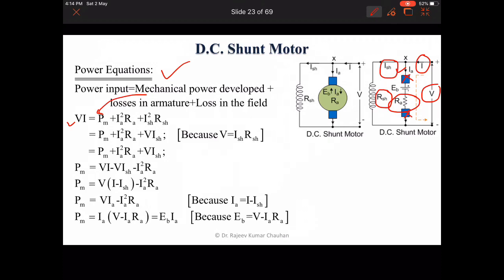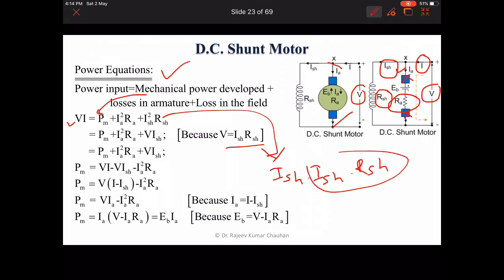We can write down from here that V is equal to ISH into RSH. We know this equation can be written like this: ISH into ISH into RSH, and that is V.